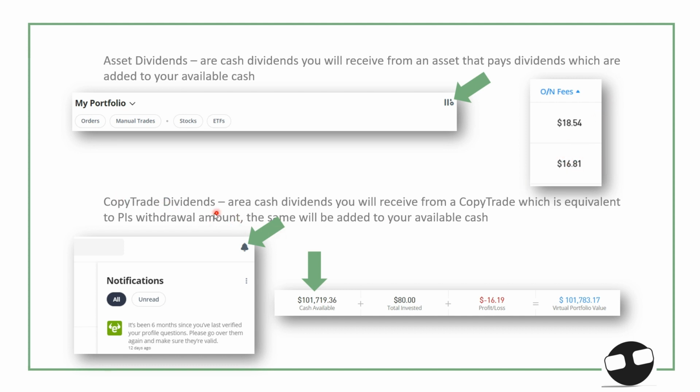Now, how about copy trade dividends? These are the cash that you receive from a copy trade, which is equivalent to the PI's withdrawal. When the popular investor withdraws some money, this will be declared as dividends and added to your cash balance. So you will be receiving two types of dividends here: asset dividends and copy dividends.